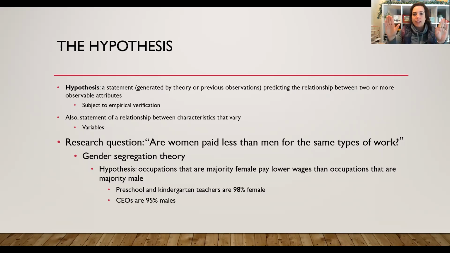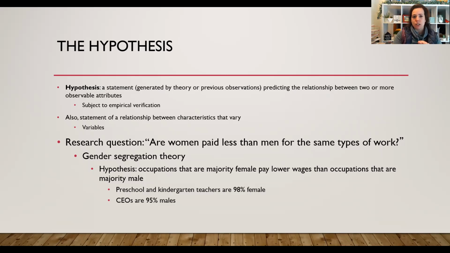Okay, so right in that hypothesis, I've provided enough information that we can operationalize it. So I could take, for instance, preschool and kindergarten teachers that are 98% female and compare it to the income of CEOs who are 95% male. Now, if there's a significant difference in those incomes, then that would support my hypothesis that occupations where a majority are females pay lower wages than males. Hopefully that makes sense.